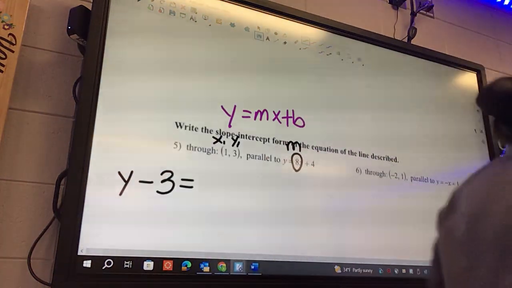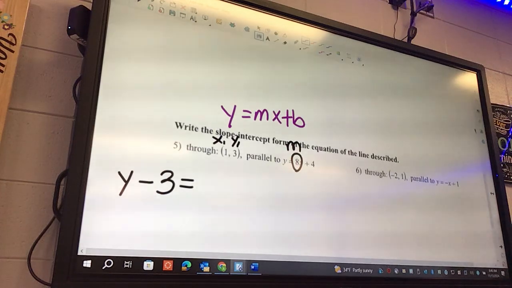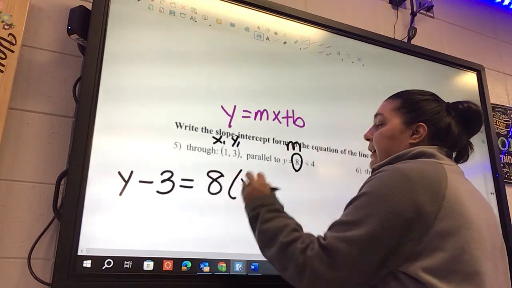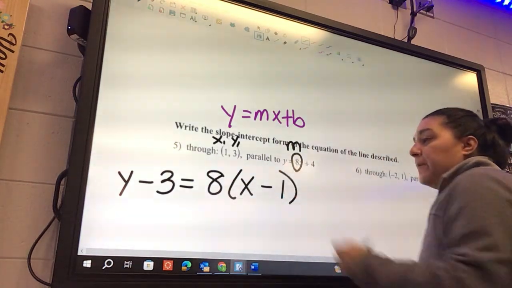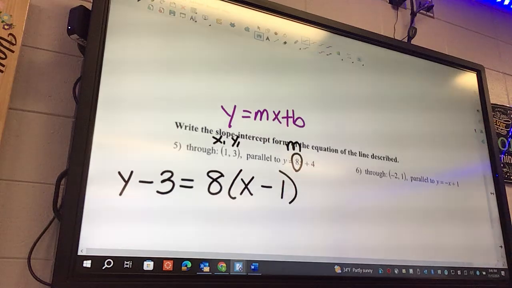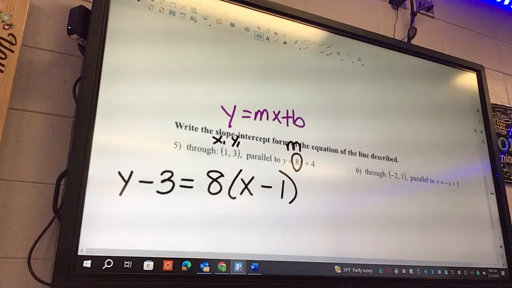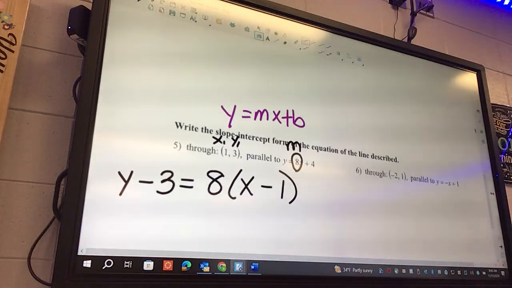Okay, does this one say parallel or perp? Parallel, so we're going to keep it 100% the same. Equals my m, which is 8. X minus my x1 is 1. Okay, so that's nothing new. That's what we did yesterday. So what we did on this first part.